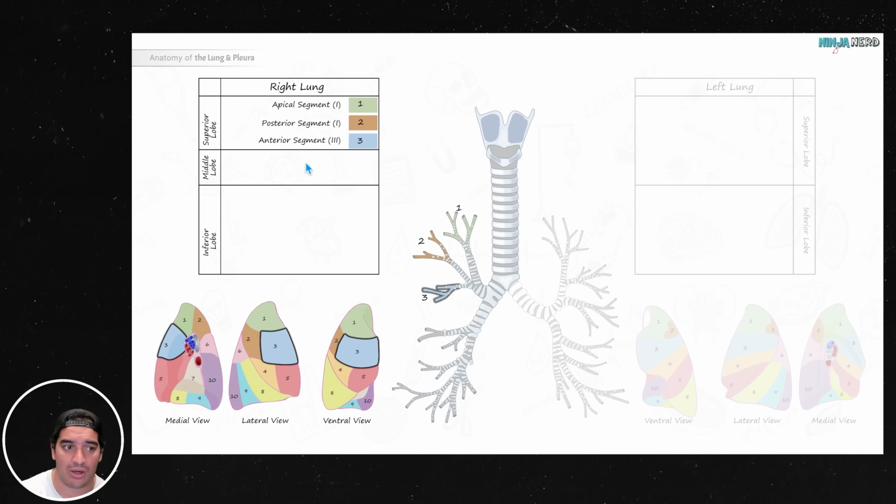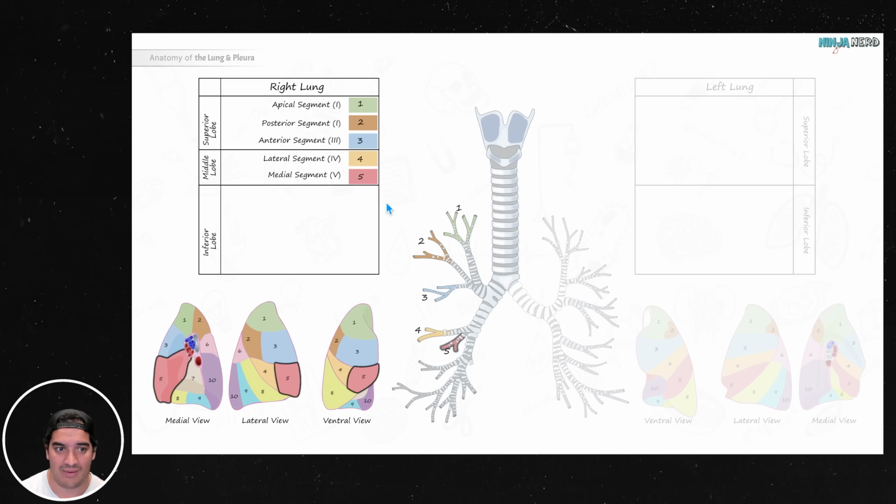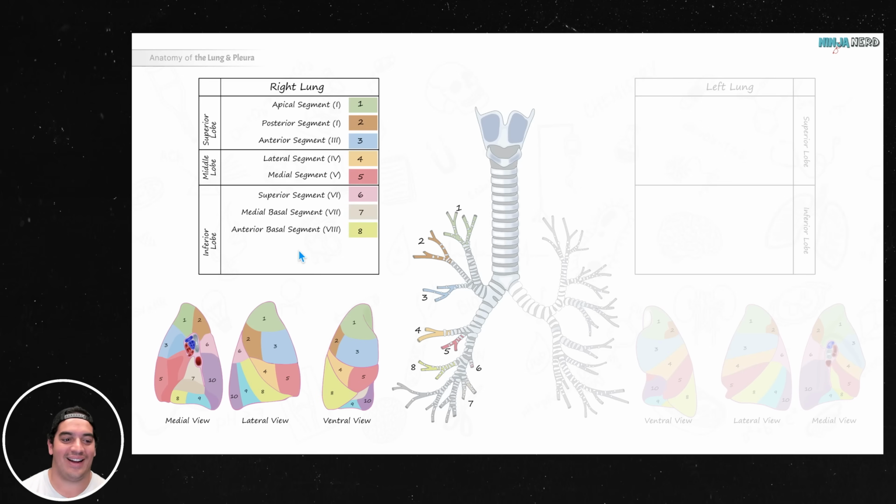Then we're going to move into the middle lobe. As we go into the middle part of the lung, we get into these areas here. So you have your lateral segment, that's going to be 4, in this tan beige color. And then you're going to move into the medial segment, which is this small little guy right here, in this reddish color. And then we move into the inferior lobe. So you have the superior segment, all right? And then you're going to have the medial basal segment, and then the anterior basal segment, and then the lateral basal segment. And lastly, you're going to have the posterior basal segment.